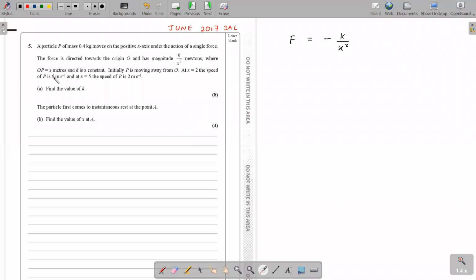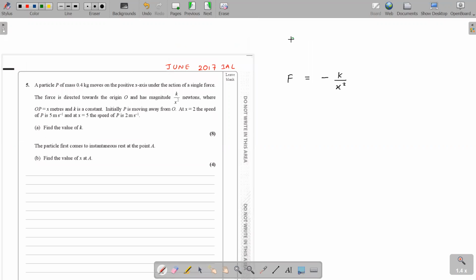Where OP is x meters, so O is the origin, P is where the particle is, OP is x meters, k is a constant. Initially, P is moving away from O. At x equals 2, the speed of the particle is 5. So these are the boundary conditions. At x equals 2, the speed of the particle is 5, and at x equals 5, the speed of the particle is 2. Find the value of k, and you can see it's an 8-mark question.